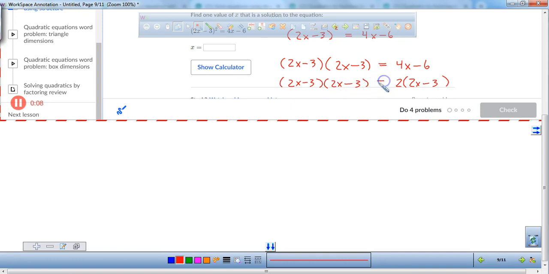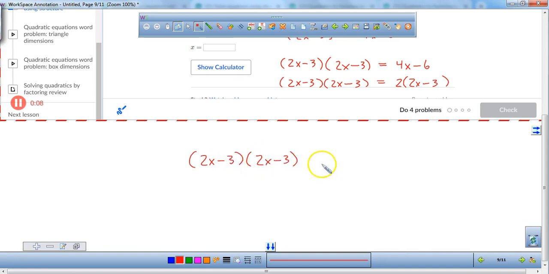So what's the hardest thing for students? Recognizing that 2 is divisible into a 4 and into a 6 and being able to factor it out. When you factor something out, all you have to do to check it is use the distributive property. Is 2 times 2 equal to 4? Yes. Is 2 times negative 3 equal to negative 6? Absolutely. So it works. I'm going to write a little bigger so you can see: (2x minus 3) times (2x minus 3) is equal to 2 times (2x minus 3).